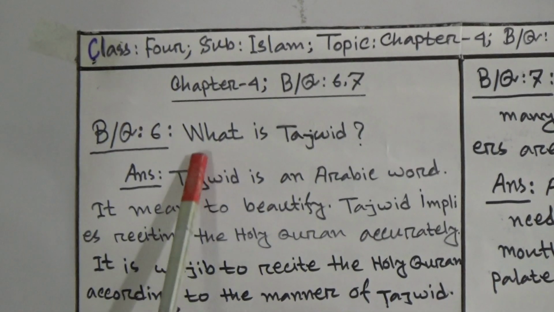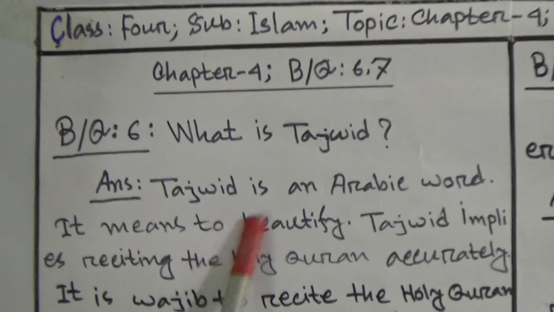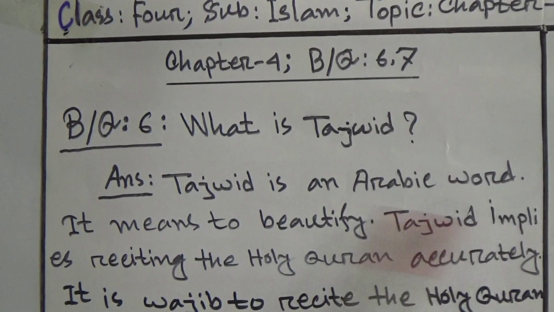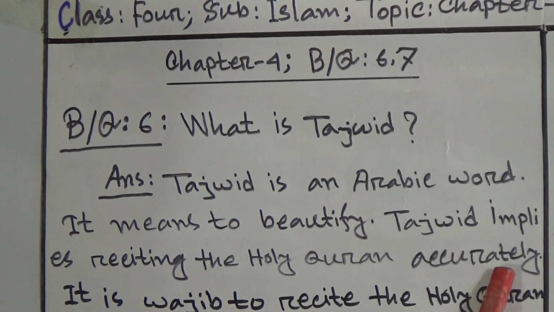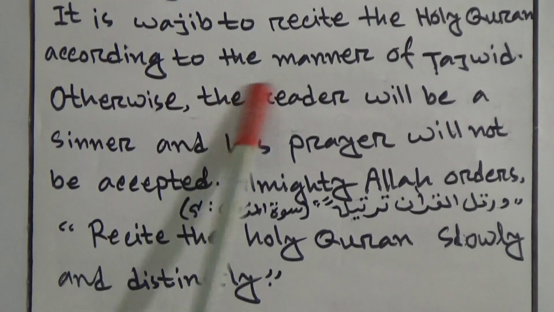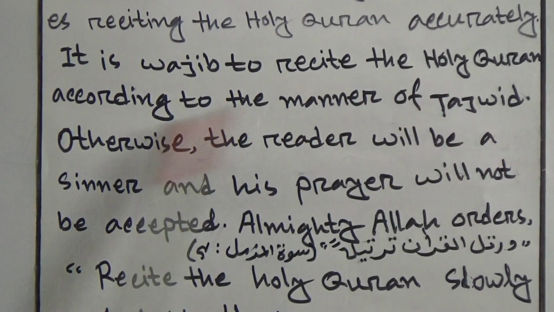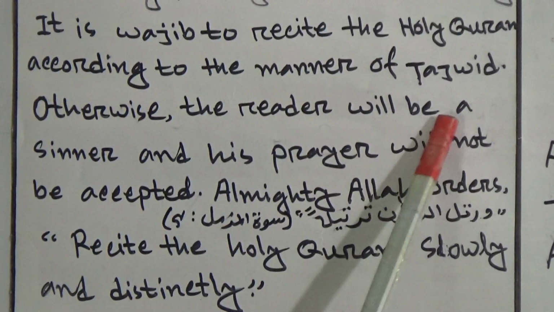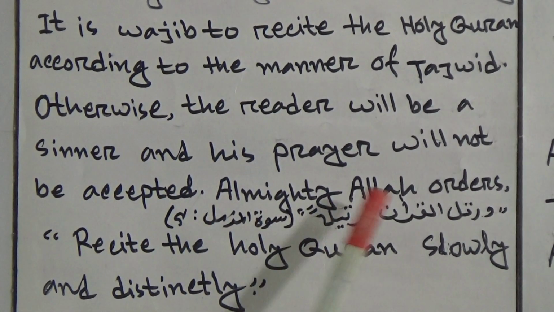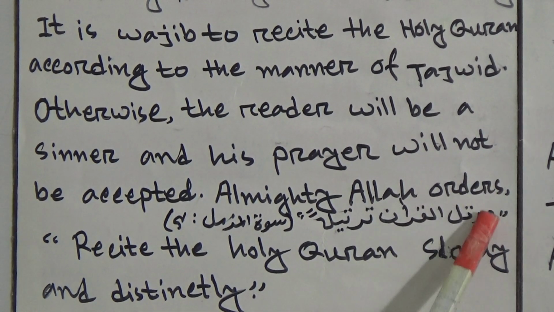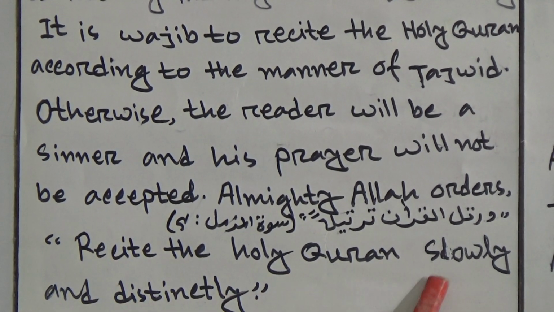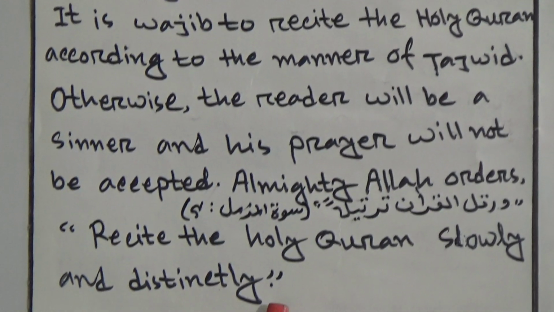BQ 6, what is Tajweed? Answer, Tajweed is an Arabic word. It means to beautify. Tajweed implies reciting the Holy Quran accurately. It is wajib to recite the Holy Quran according to the manner of Tajweed. Otherwise, the reader will be a sinner and his prayer will not be accepted. Almighty Allah orders in the Holy Quran, "Warattilil Qur'ana tartila," meaning reciting the Holy Quran slowly and distinctly.